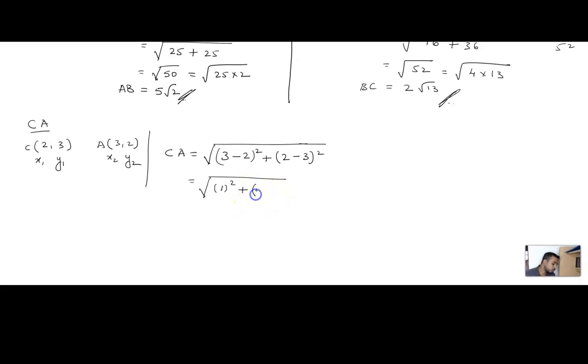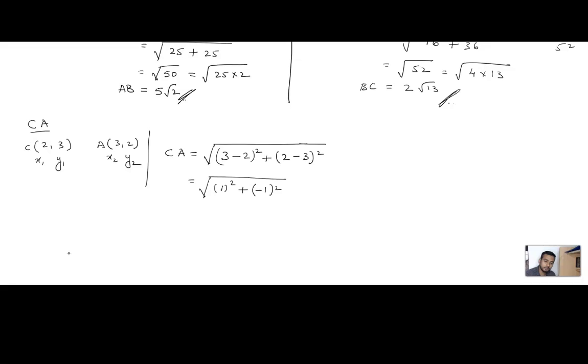So what should we do? We have to put minus 2 minus 3. Remember, the positive number is 2, the negative number is 3. In 2 we cannot subtract 3. That's nothing but minus 1 whole square. 3 minus 2 is 1. Is this clear? Did you understand the calculation?